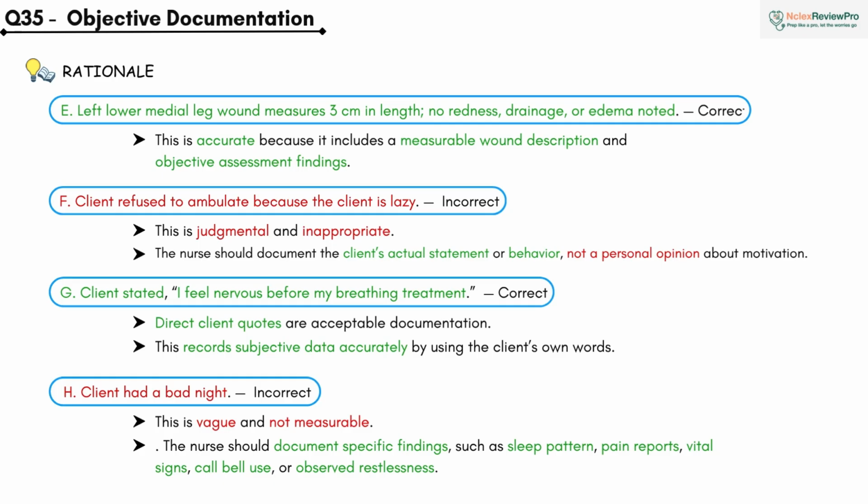Option F is incorrect. Client refused to ambulate because the client is lazy is judgmental and inappropriate. The nurse should document the client's actual statement or behavior, not a personal opinion about motivation. Option G is correct. Client stated, "I feel nervous before my breathing treatment," is accurate documentation. Direct client quotes are acceptable because they record subjective data using the client's own words. Option H is incorrect. Client had a bad night is vague and not measurable. The nurse should document specific findings, such as sleep pattern, pain reports, vital signs, call bell use, or observed restlessness.